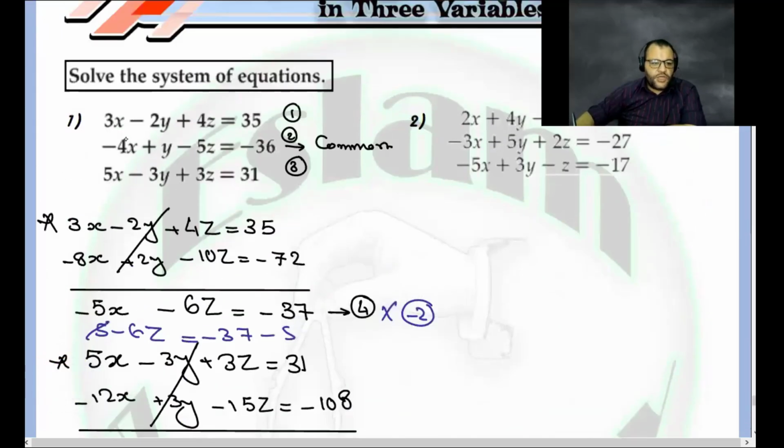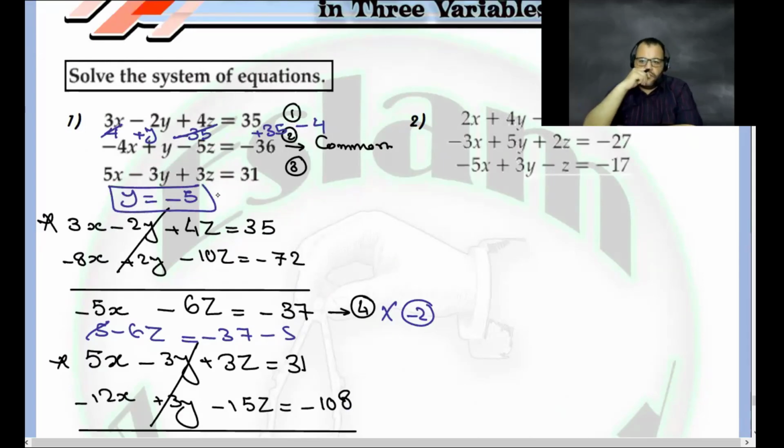So negative 4 times negative 1 equals 4 plus y. And negative 5 times 7 will be negative 35. By adding 35 and subtracting 4, y equals negative 5.